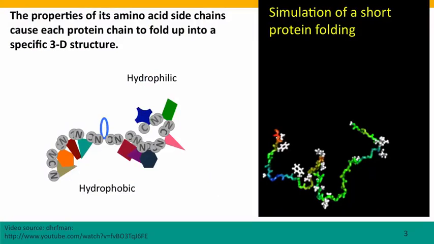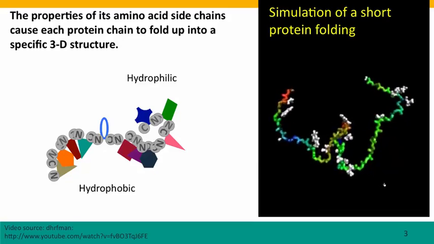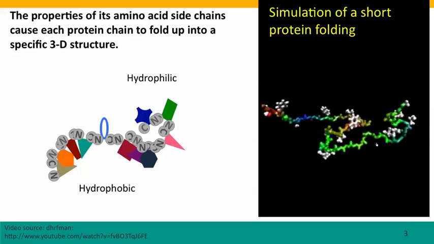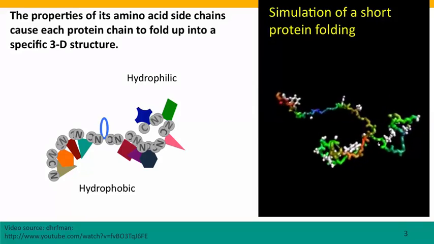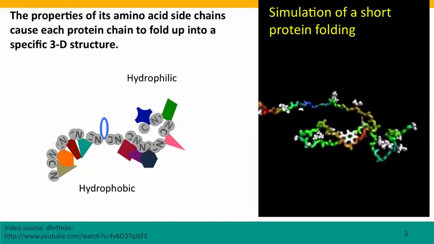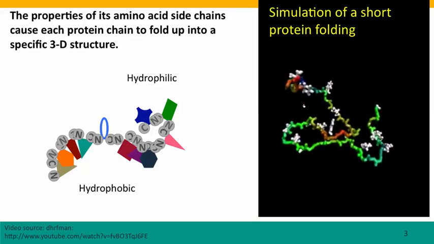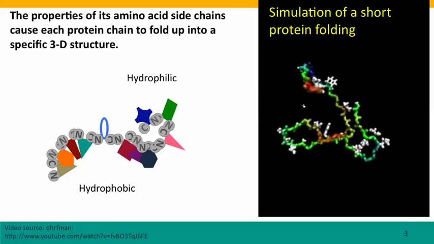On the right here is a simulated protein. It's a very short peptide. You can see these are different side chains along the chain. And this is an animation simulating the actual folding of the protein. And you'll see there's a lot of random motion driven by random thermal energy in the cell that eventually brings compatible parts of the protein chain together to fold.